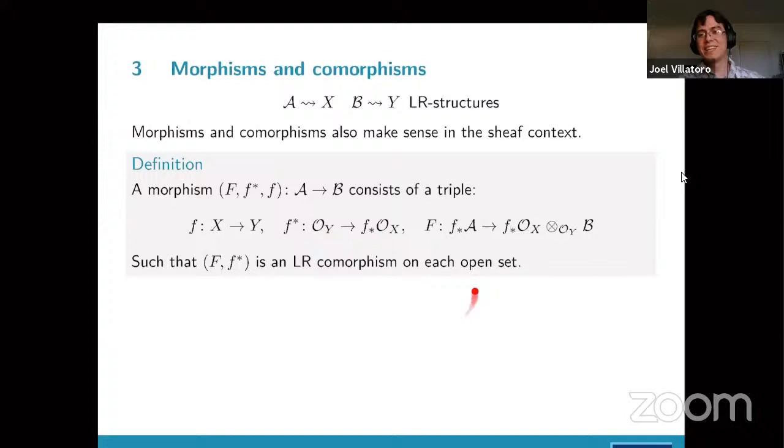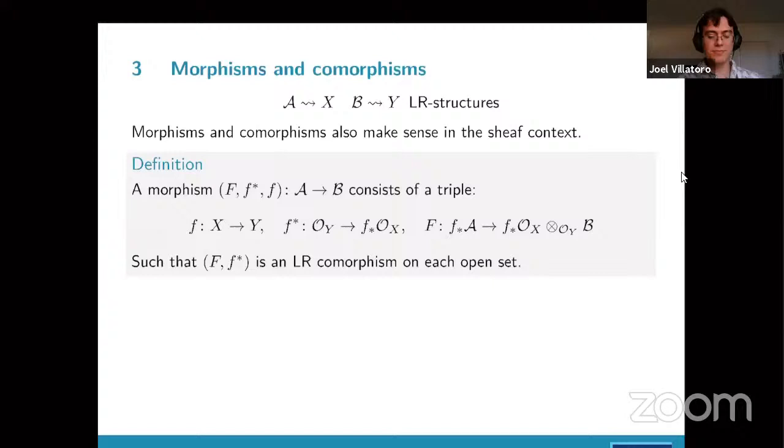When you define a morphism of Lie-Rinehart structures in the sheaf universe, a morphism corresponds to a comorphism in the algebraic, local geometry universe. This is an unfortunate fact, but we call this a morphism because here you see that we go from A to B, and at the level of the spaces, we go from X to Y. So those two arrows go in the same direction. So that's why we say it's a morphism rather than a comorphism.